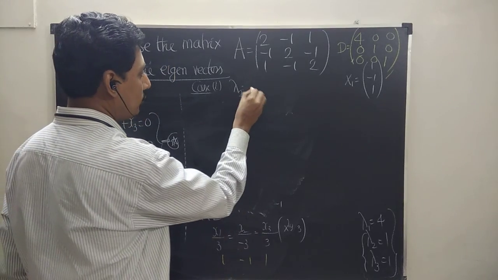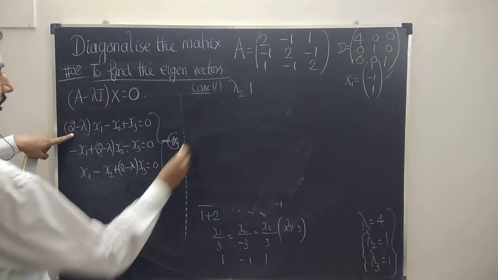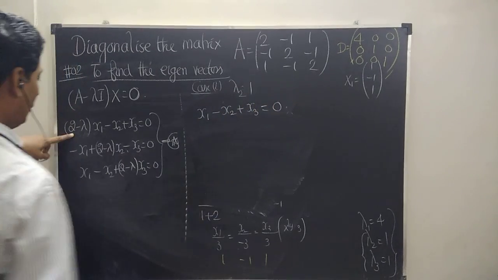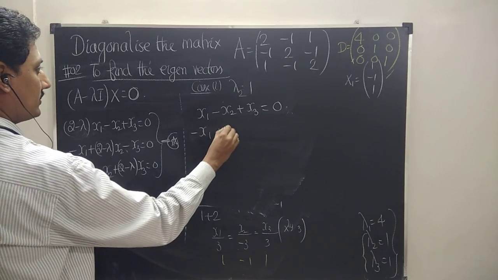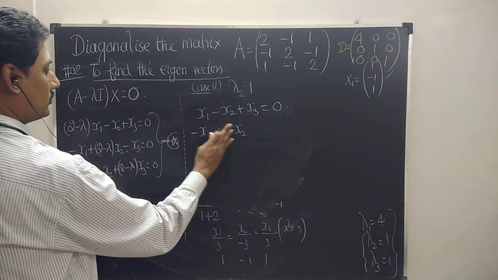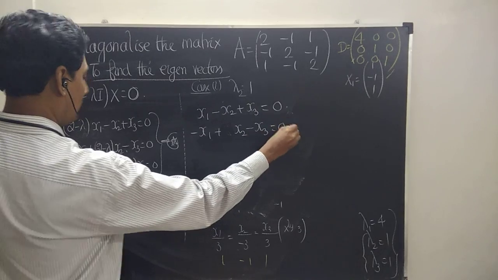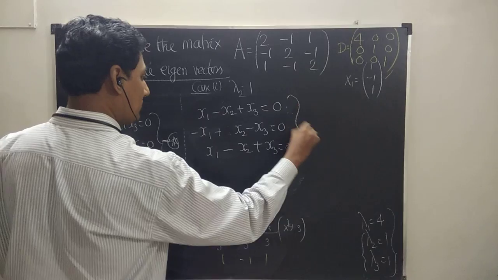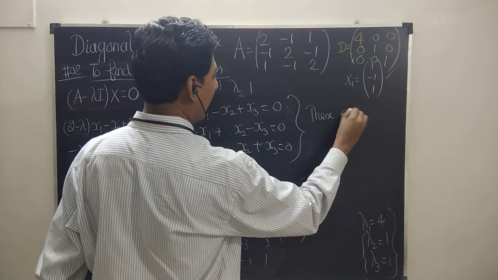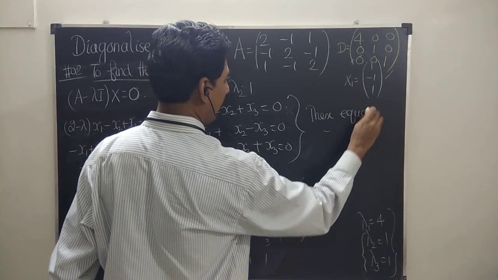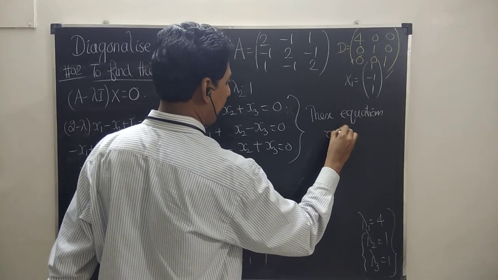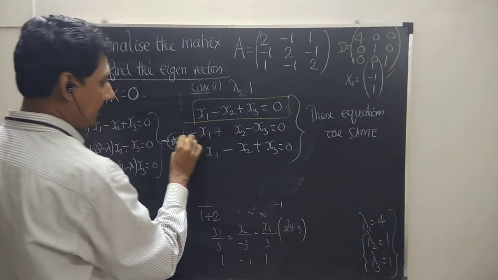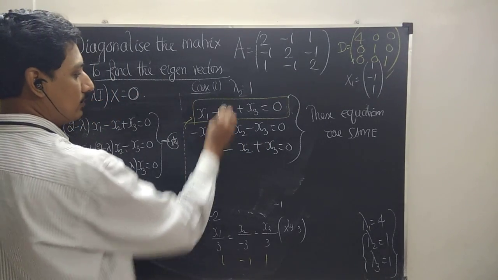So the case number 2 for lambda equal to 1, substitute lambda equal to 1 here, we get x1 minus x2 plus x3 equal to 0. What about here? Minus x1 plus 2x2, I think 2 minus 1, x2 minus x3 is equal to 0. Third one, x1 minus x2 plus x3 is equal to 0. Please note it down. These equations are identical. These equations are the same. Isn't it? Let's see the first one. When I multiply by the minus sign, we get the same. The third one is similar to the first one.